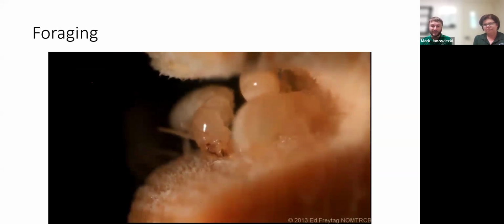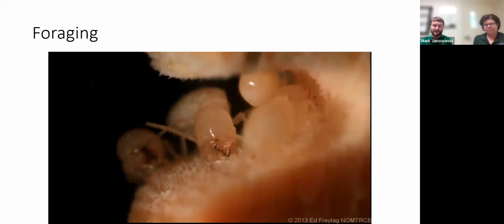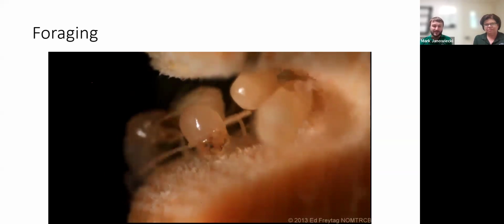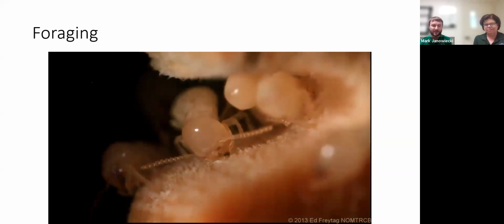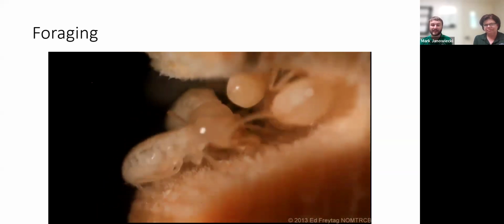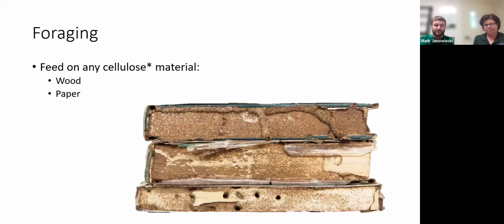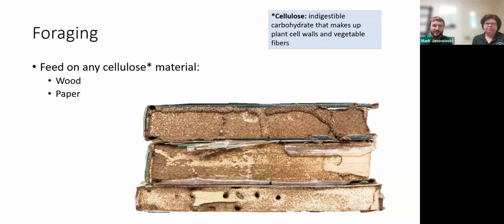But when you have a colony of millions of individuals, they can cause a lot of damage in a short time. Drywood termites, with only a couple thousand, are relatively slow going and less damaging immediately, but can be very damaging over time as there are multiple colonies. Termites, as we mentioned, feed on any cellulose material. This can be wood, paper, anything that's made of cellulose.